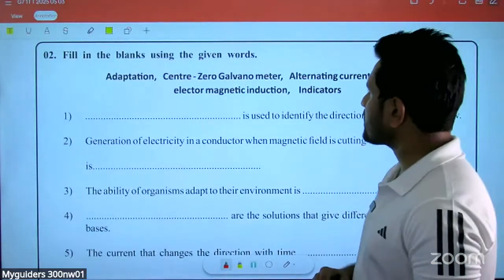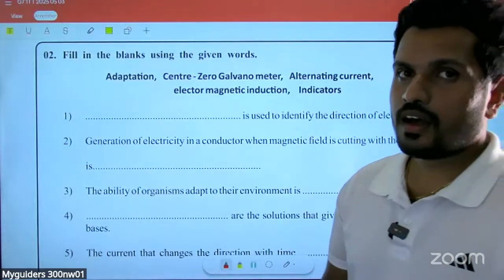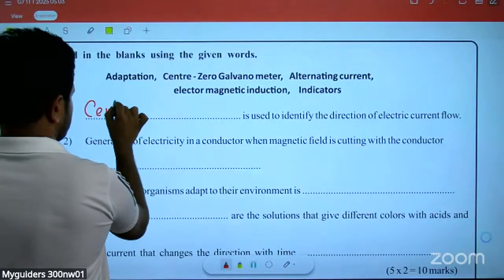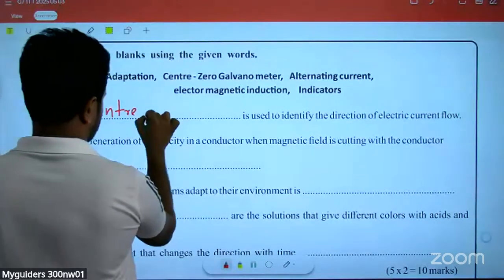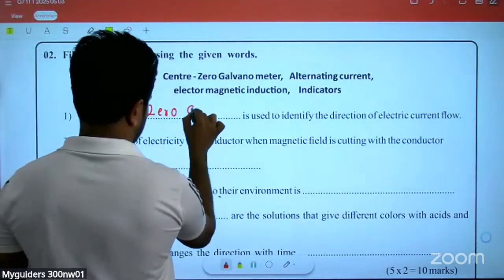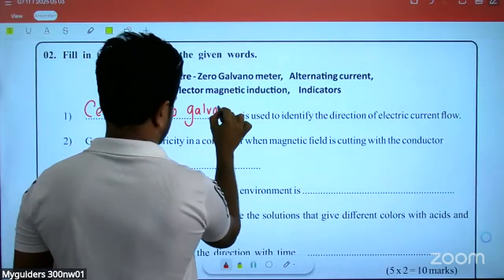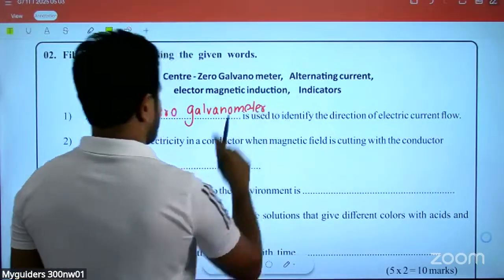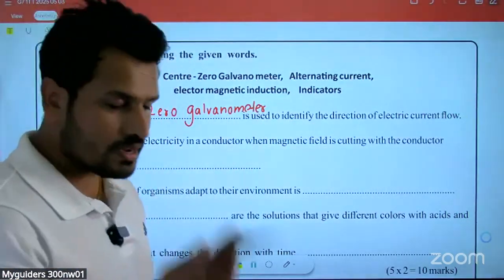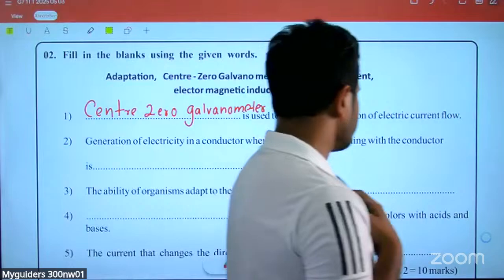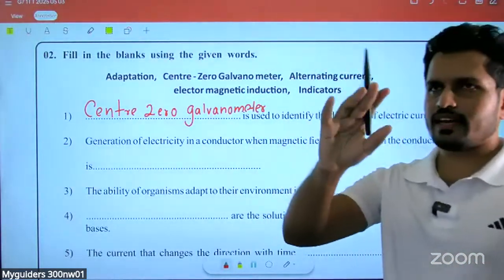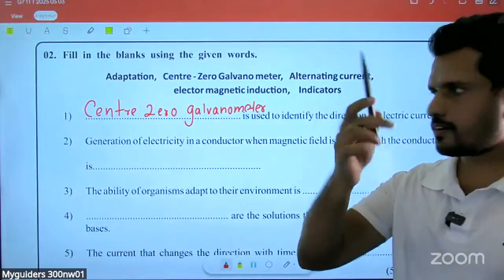මොකද්ද use කරන්නේ flow එක identify කරගන්න? Center zero galvanometer. Center zero galvanometer is the instrument which is used in order to identify the direction of the electric current, right? Center zero specially indicates the direction.